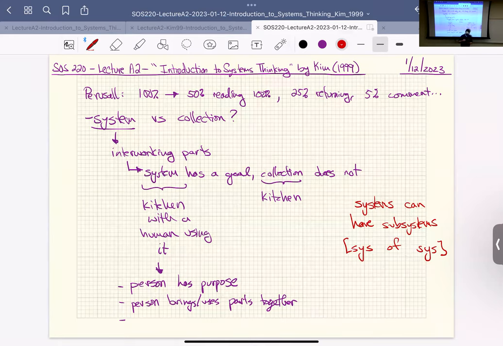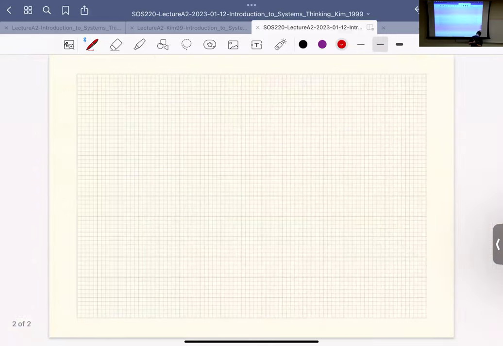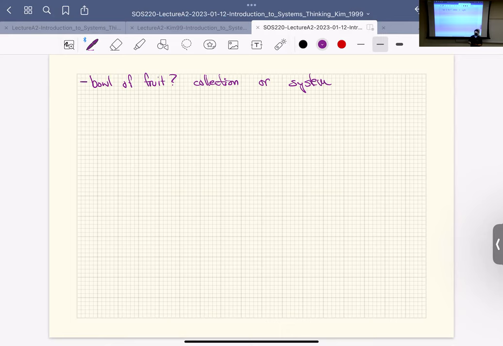That's why I also like this bowl of fruit example. So let's write that up here. What was the deal with the bowl of fruit? We might think of a bowl of fruit as a collection, but there was a claim that, especially to someone who studies fruit or plants, it itself is a system. How is a bowl of fruit a system and not just a collection of fruit?